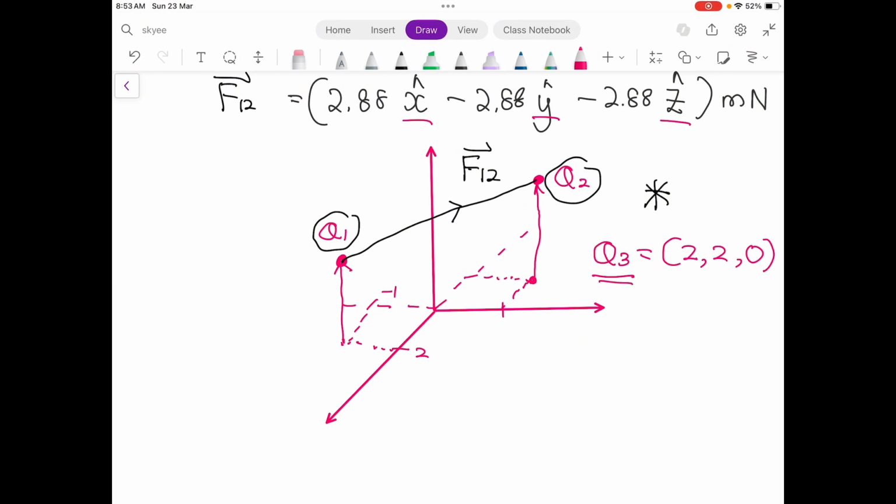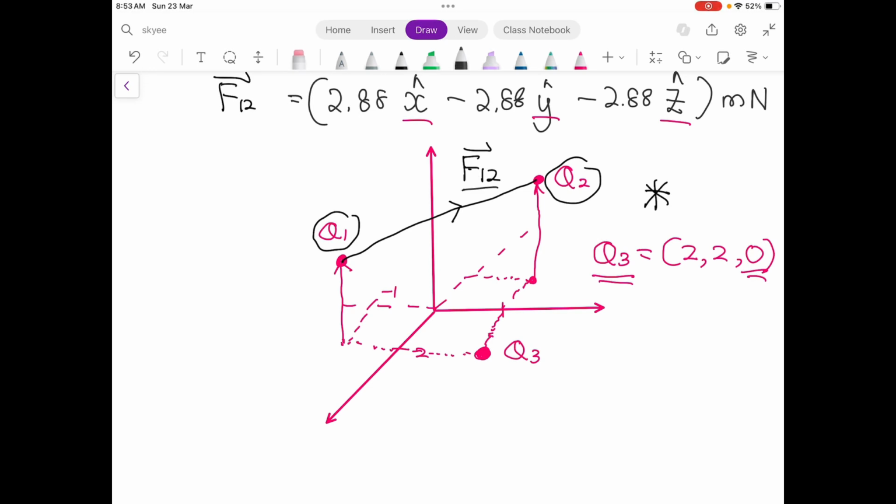I'm going to introduce a new charge. That is at the position 2, and just now we have 2 here also, right? 0. So there is no up and down. So this is the position of Q3. I talk about an additional charge, and now I'm asking you again, sorry, not F12, what is the total force that is acting on the Q2?